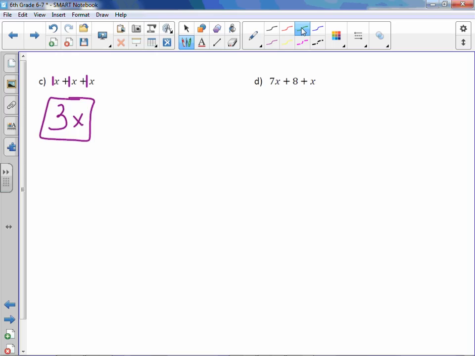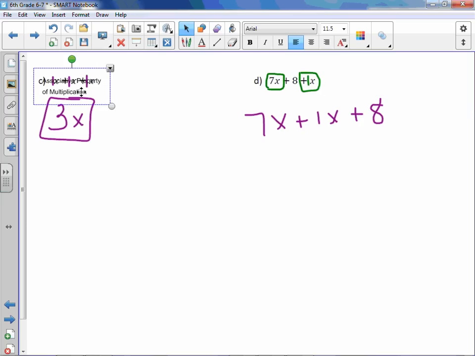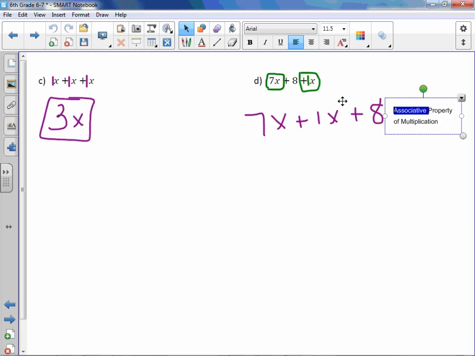Let's take a look at letter D. Now, I have a 7x, an 8, and a 1x. Okay, we don't always write the 1 in front of a variable when it's all by itself, but there's 1 there, so it deserves a 1. Well, 7x and 1x look the same. So let me box those here. But 8 does not look the same. So let's use the commutative property here and rewrite and put the 7x plus the 1x and then the plus 8. So here we use the commutative property. Or actually, it's not of multiplication, it's of addition, because we have addition now.